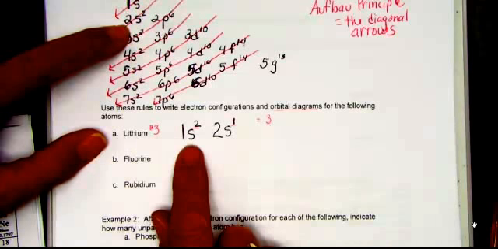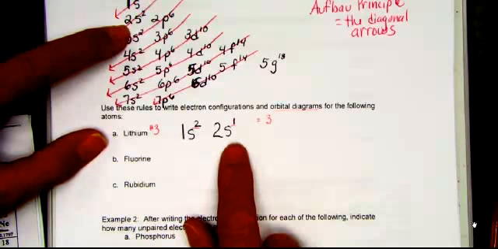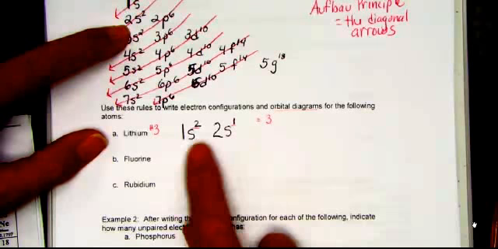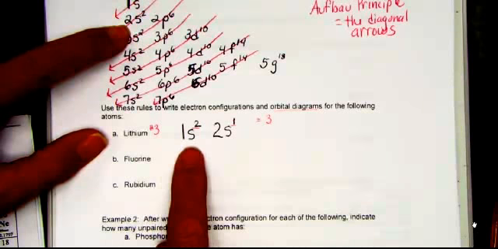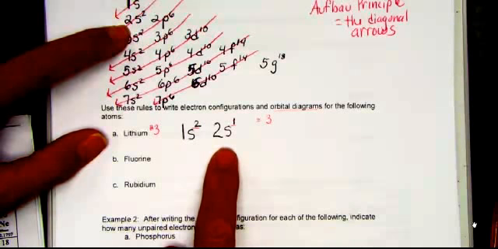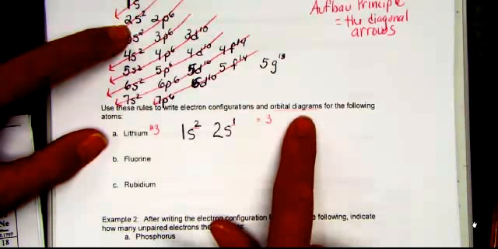Lithium's 3 electrons: the first 2 reside in the first energy level in an s sublevel, which is a spherical shaped cloud. The third electron is in the second principal energy level in an s-shaped cloud. The electron configuration for lithium is 1s2, 2s1. Now let's show what an orbital diagram is.